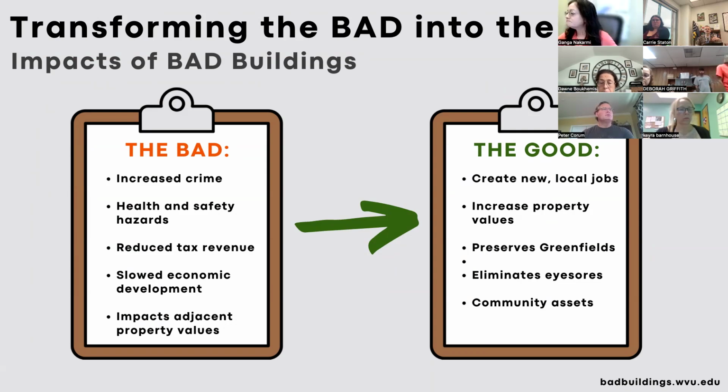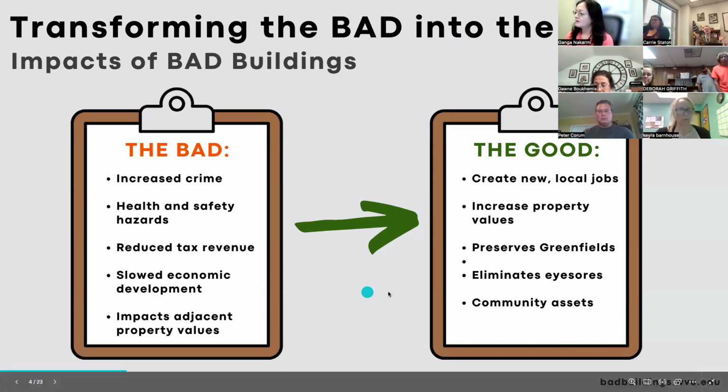Transforming those and looking at the good, getting rid of those structures can increase the surrounding property values. It helps to preserve green fields if you want to demolish those structures and turn them into green space. It can also clear up space for development and not have to develop a green field. It can eliminate eyesores. It can create community assets, things like if you want to get rid of those structures and make sure that there's no contamination on the site and create something like a pocket park, and looking at redevelopment options and opening up those avenues. And they can help create new and local jobs based on the type of redevelopment that is pursued by the community.